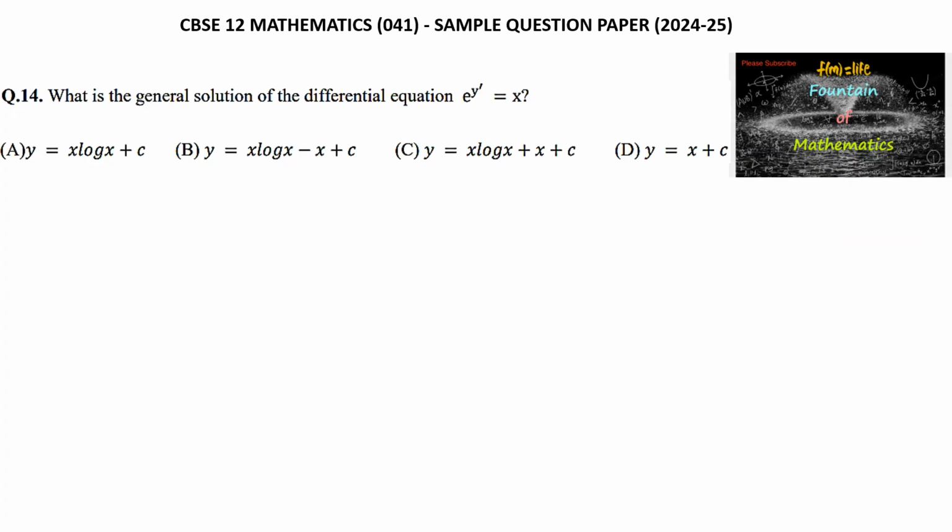We need to find the general solution of the differential equation e to the power y dash is equal to x. So we can also write it as y dash is equal to log x to the base e, by converting logarithm to the exponential. Y dash is nothing but dy by dx. So we can write dy by dx is equal to log x to the base e, or we can write dy is equal to log x into dx, which is base e.